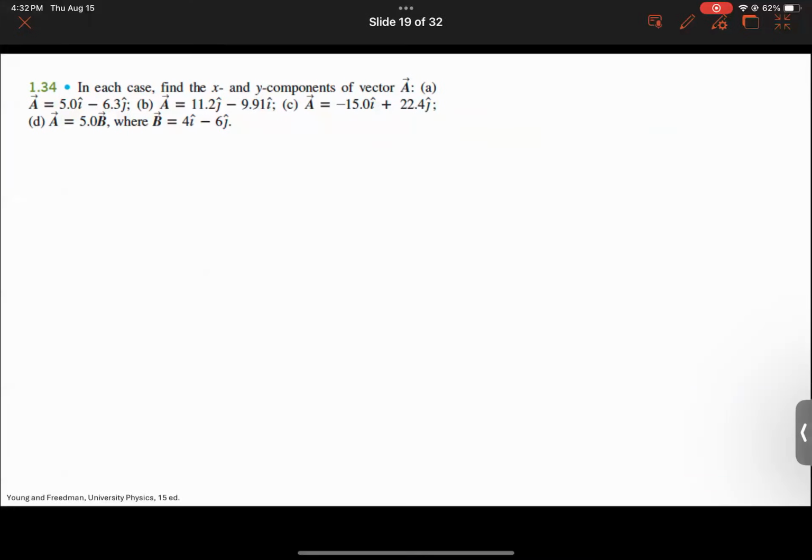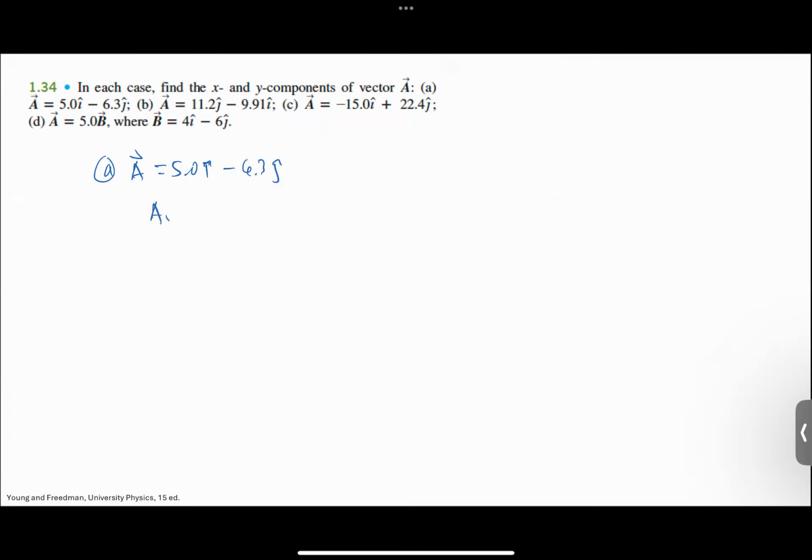Now, this example is asking us na in each case to find the x and y components of vector A. So dito, sa letter A, yung vector A is equal to 5.0 I hat minus 6.3 J hat. Okay. Immediately, yung x component, alam natin na 5.0 at yung y component is negative 6.3 just because yung 5 is coefficient ng I hat at yung 6.3 coefficient ng J hat respectively.